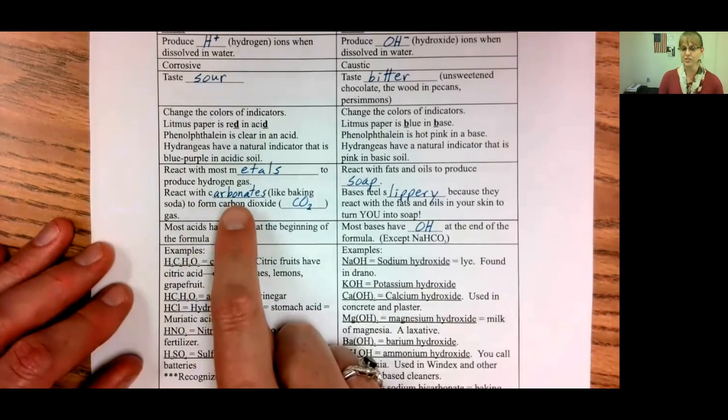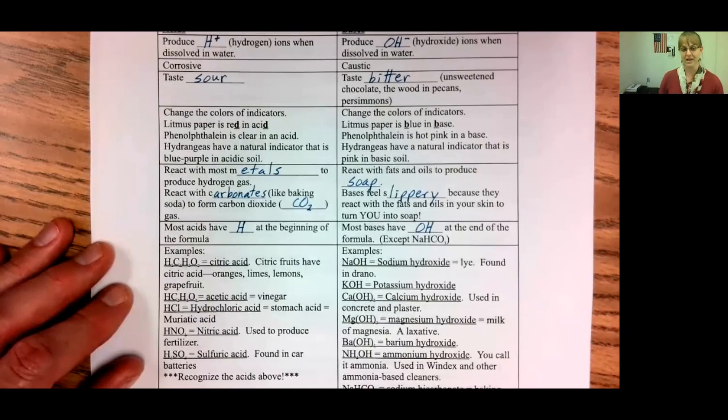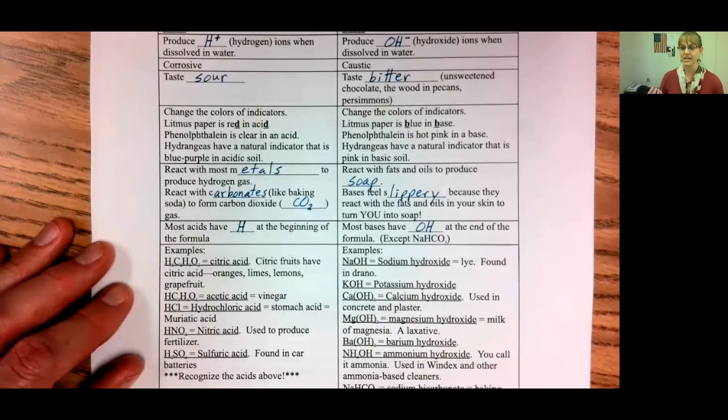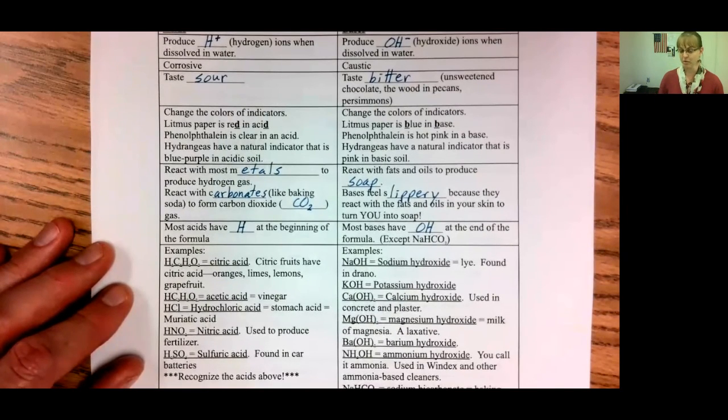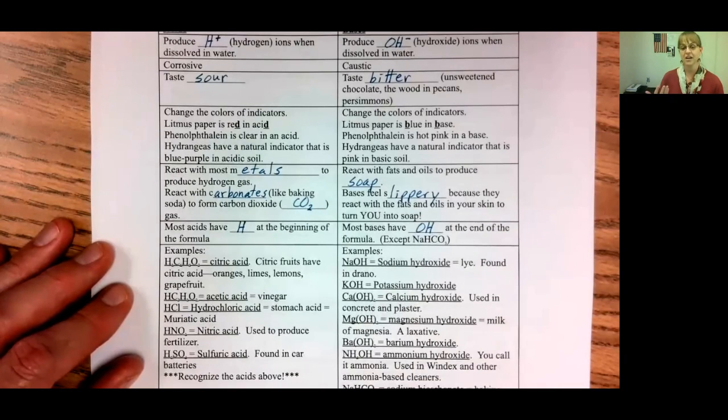Then acids will also react with carbonates, like baking soda, to form carbon dioxide. So when you put vinegar, which is an acid, into baking soda, you get these bubbles, and that's the carbon dioxide that's forming. When acid rain falls on a statue made of marble, marble is actually calcium carbonate. And so the acid rain dissolves the statue and eats it away and produces bubbles of carbon dioxide as it eats away the statue.